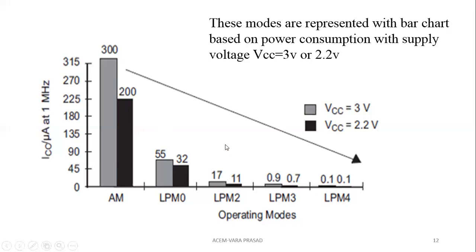So now you can observe that low power mode 4 consumes less power compared to all the modes, whereas MSP430 consumes high power in active mode. Okay, these are the low power modes of your MSP430.